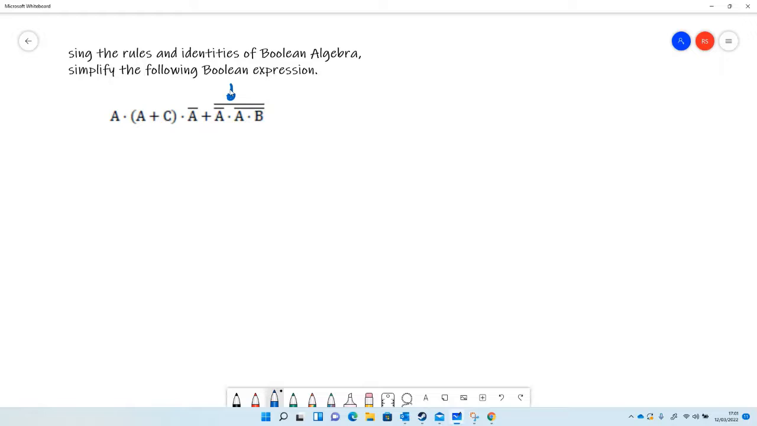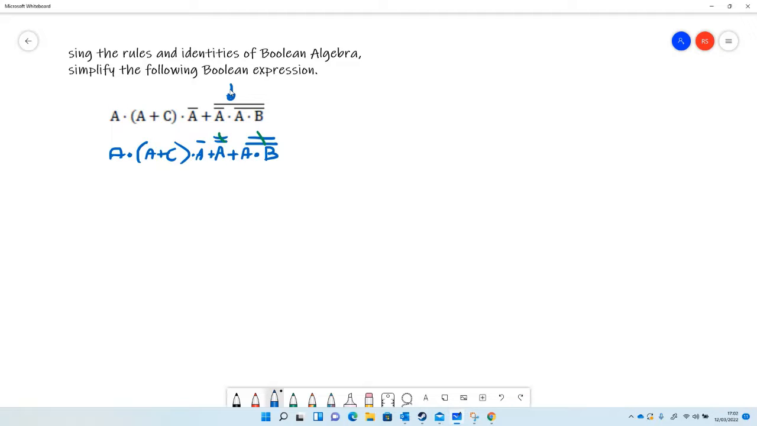So I could split this line and change the sign, which I'm going to get A or A and B then. So it would have obviously the two bars there, but I can get rid of those by double negation, so they're not going to be there anymore. So I end up with A and brackets A or C, and not A or A or A and B. So we've done one bit of it.